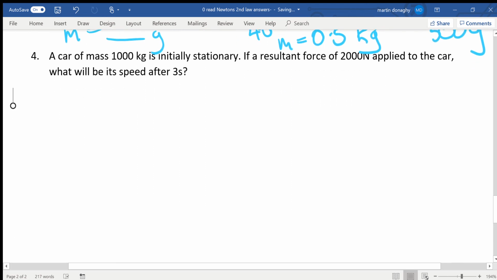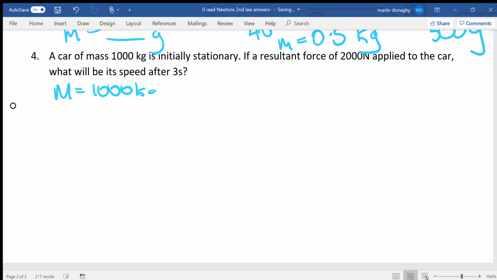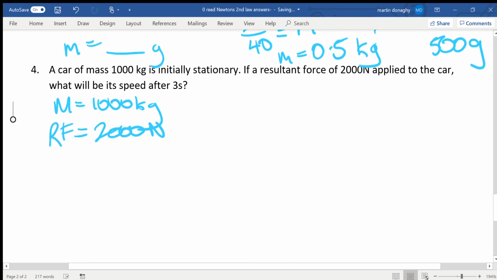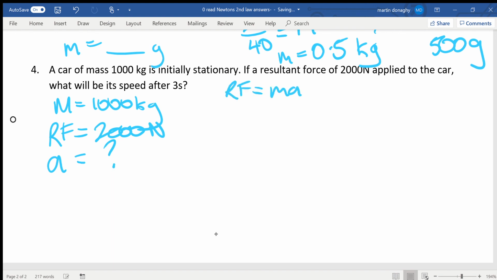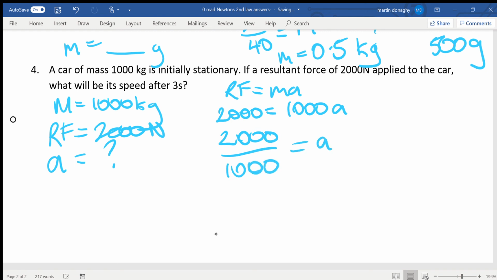Question 4, about as tricky as it gets really, gives you a mass of 1,000 kilograms, and it says there's a resultant force of 2,000 newtons. If I get a question where I'm given the mass and a resultant force, I would always be thinking I'm going to need to work out the acceleration here, even though that's not really what the question asks for, but it's going to be our first step. So we do RF equals MA, 2,000 equals 1,000 A, divide both sides by 1,000, and it gives us that the acceleration is 2 meters per second squared.